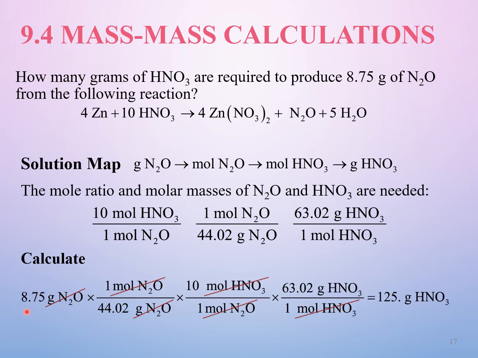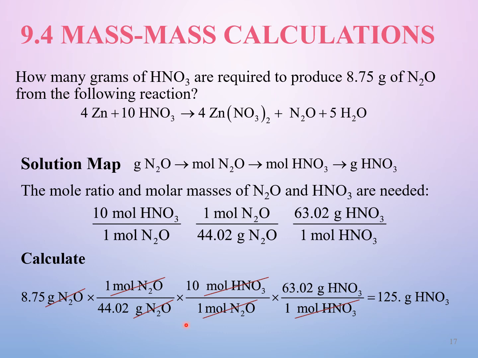So we start with 8.75 grams of N2O, which is given in the question. We convert to moles of N2O so we can do the mole to mole ratio. So the grams get canceled off on the bottom. Then we have our answer so far in moles, and then we do the mole to mole ratio with N2O on the bottom so we can cross it off. And then you get your answer in moles of nitric acid. And then we use the molar mass of nitric acid, grams on the top, 1 mole on the bottom to cancel off. So you get your answer as 125 grams of nitric acid.